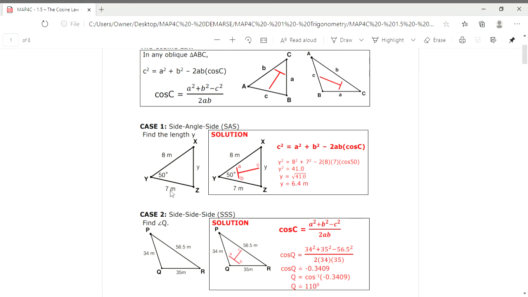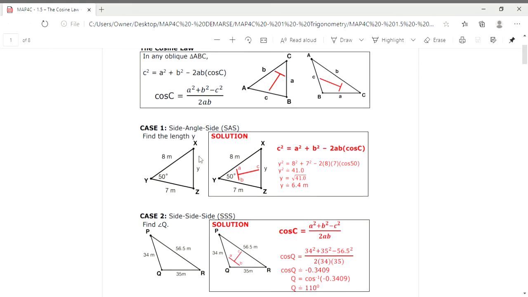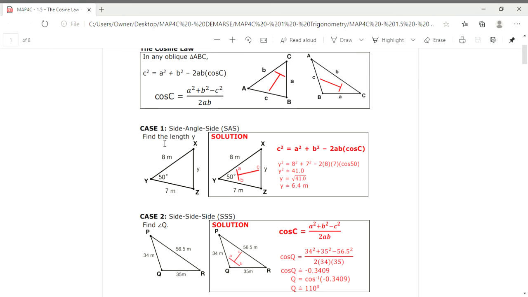Now in this case, we don't have any matching combinations. We have side z, but we don't have angle Z. We have angle Y, but we don't have side y. And we have side x, but we don't have angle X. Because we don't have any matching combinations, we're not able to use the sine law. Instead, we have to use cosine law. The question asks, find the length of y.